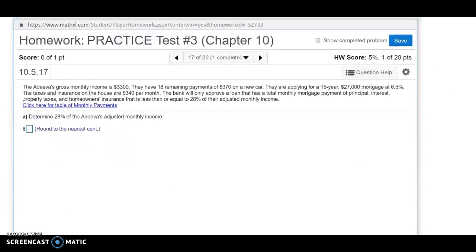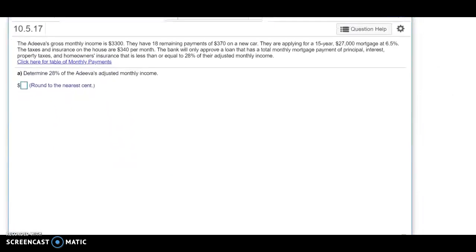So the next question that you all had trouble with is number 15. The Adiva's gross monthly income is $3,300. They have 18 remaining payments of $370 on a new car. They are applying for a 15-year, $27,000 mortgage at 6.5%. The taxes and insurance on the house are $340 per month. The bank will only approve a loan that has a total monthly mortgage payment of principal, interest, and property taxes and homeowners insurance that is less than or equal to 28% of their adjusted monthly income.